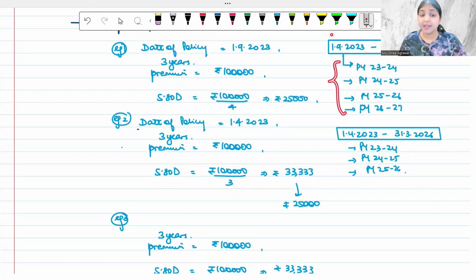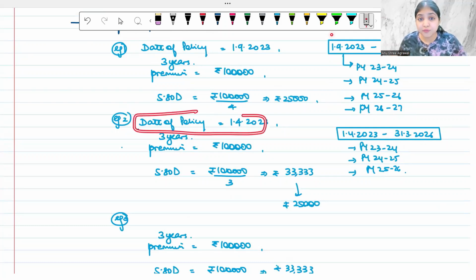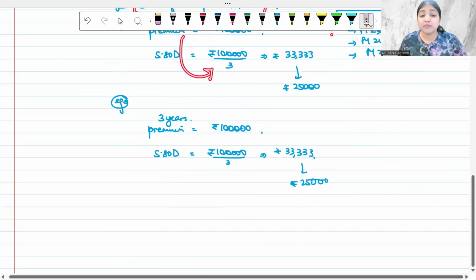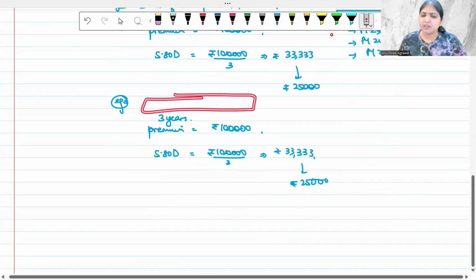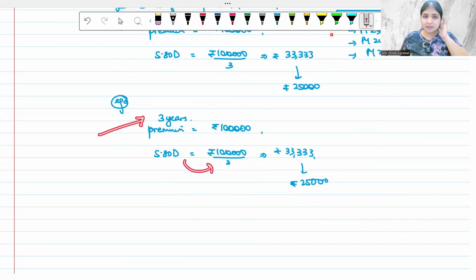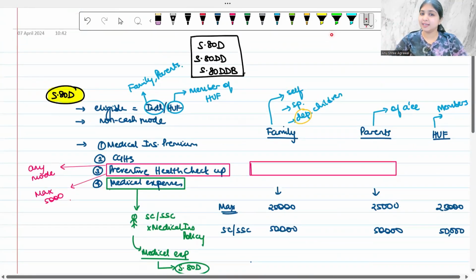You understood why. However, if the policy is taken on the 1st of April, then 3 years means we will divide by 3 years only. And also, if they don't give you the date of policy, if they just tell you that the policy was taken for 3 years, then we'll simply divide by 3 years and keep going on. All right, so this was our entire learning with respect to section 80D.